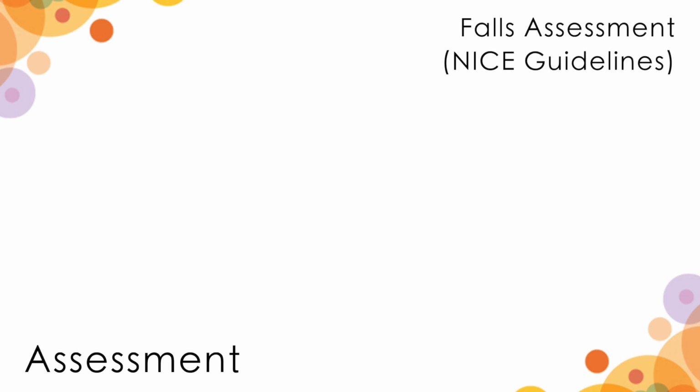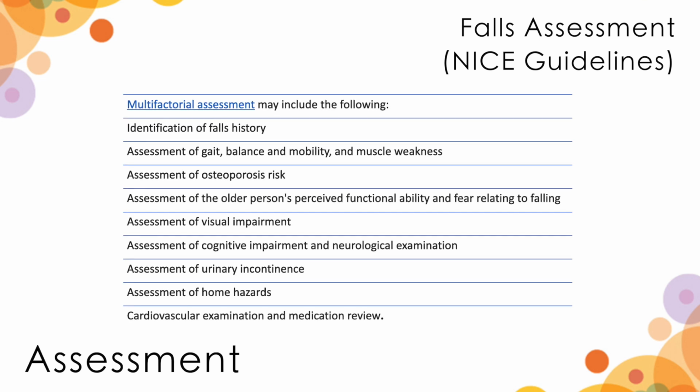There are NICE guidelines on what to do for a falls assessment. So this entails looking at their falls history, looking at their gait, balance and mobility, looking at their risk of having osteoporosis, and if they are at risk, getting that treated as soon as possible or on treatment. Considering their sensory systems, so if they've got a visual impairment, recommending that they have their eyes tested and any eye conditions treated if possible.